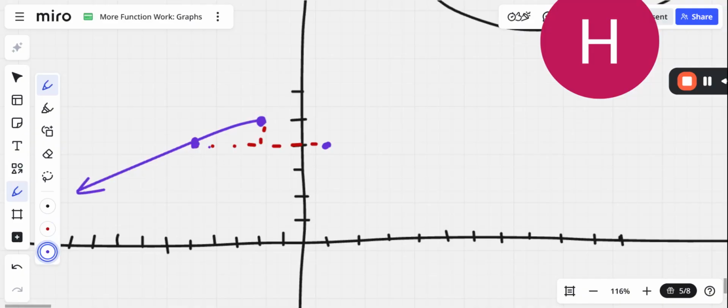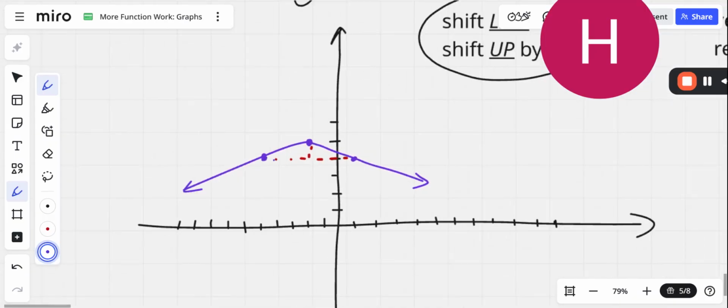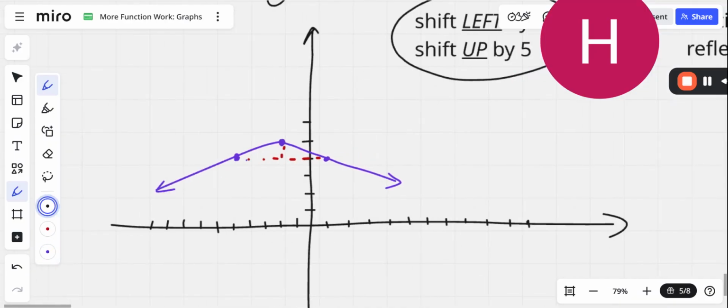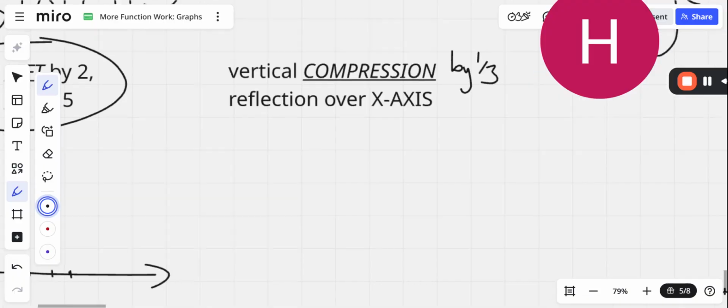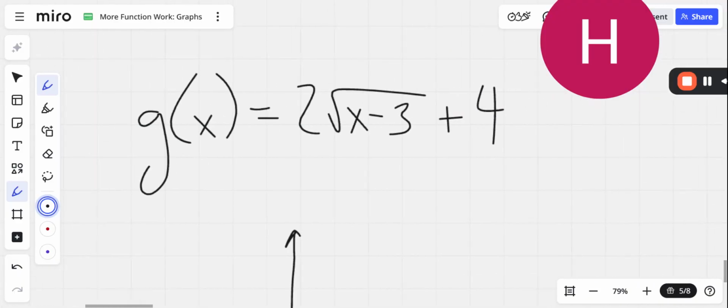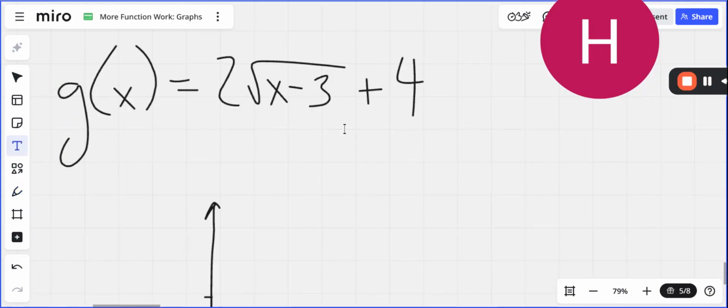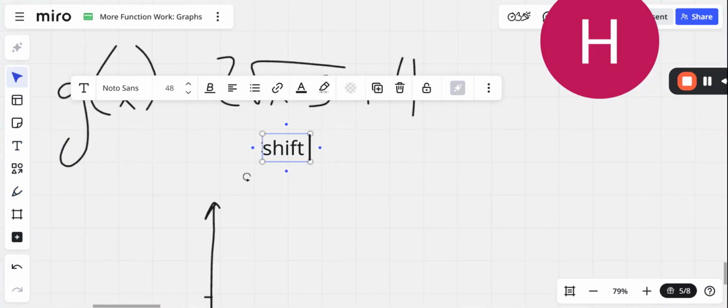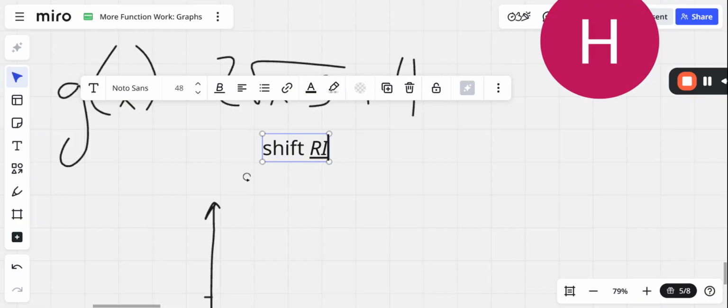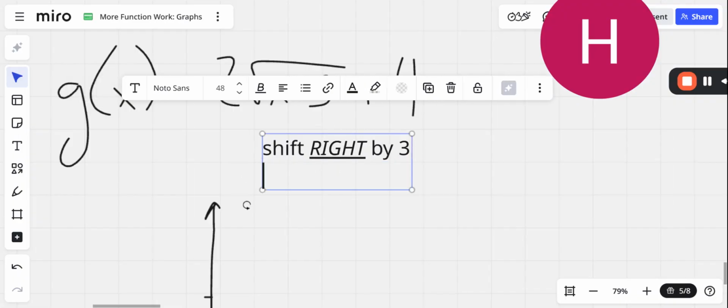Right, let's take a look at the next one, which uses the square root function again. So we know what its standard looks like, but let's consider the transformations. We have a shift to the right by 3. We have a shift up by 4. All right. We also have a vertical stretch by a factor of 2.